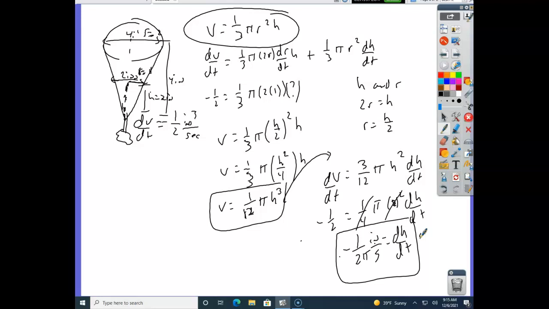Well, I got a 1/4 here. 2 squared is 4, right? So I canceled those out because 4 divided by 4 is 1. Then I dropped the pi over there and I'm done.